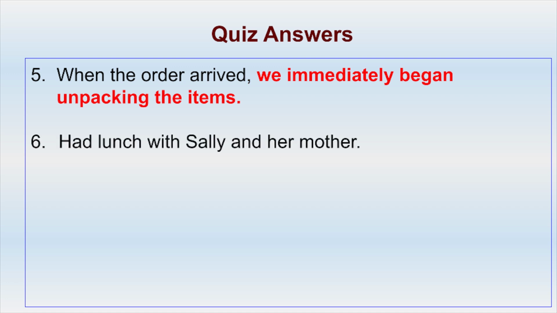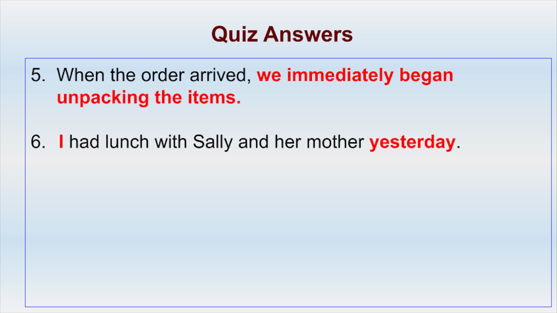Number 6. Had lunch with Sally and her mother. The fragment has a verb, had, but lacks a subject. By adding I as the subject, the sentence becomes a complete statement. I had lunch with Sally and her mother yesterday.